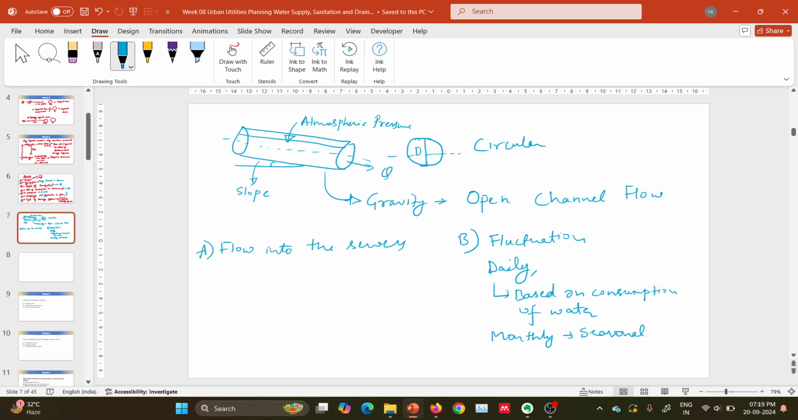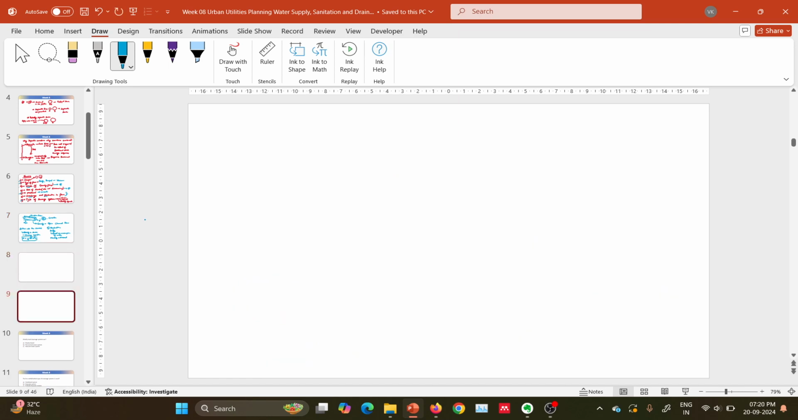Yearly variations are very less in general, and the flow velocity in sewers can be calculated using Manning's equation, which is velocity equals 1 upon n, R to the power 2 by 3, S to the power 1 by 2. So this is the velocity for open channel flow. V is equal to 1 upon n R to the power 2 by 3 S to the power 1 by 2. So R is called hydraulic radius.